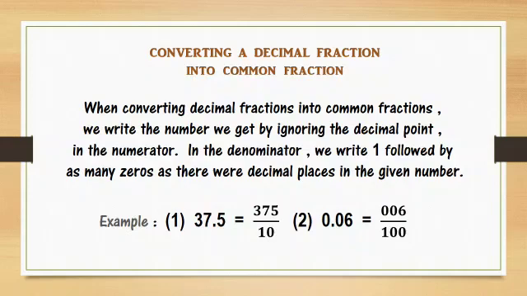Now look at the example 2, 0.06. Here also we have to write the number ignoring the decimal point. So now we get the number as 006 in the numerator. Now in the denominator we have to write 1 followed by 2 zeros as there were two decimal places in the given number 0.06. So now the answer is 006 upon 100.